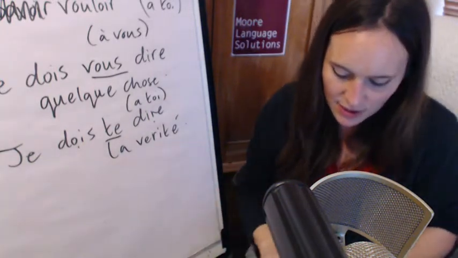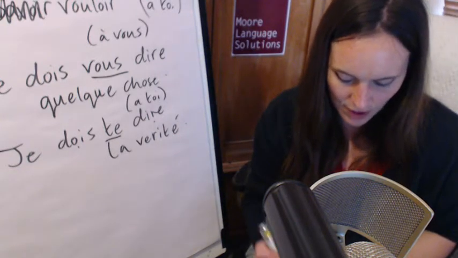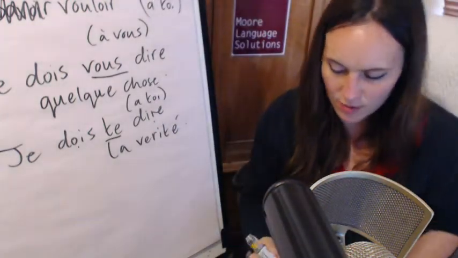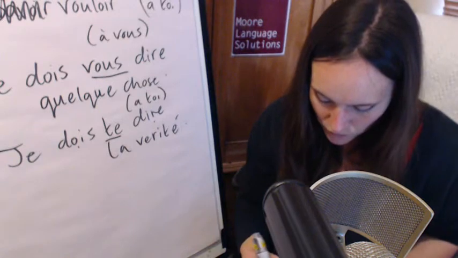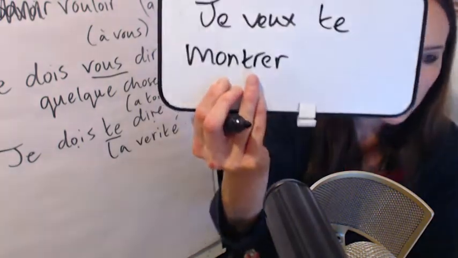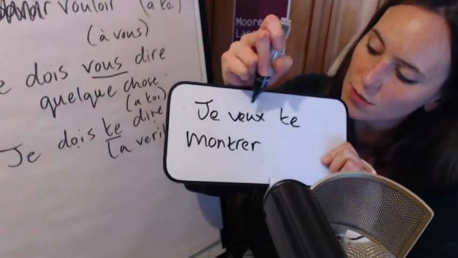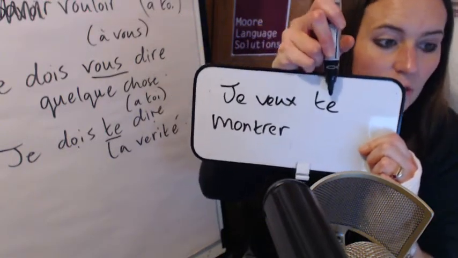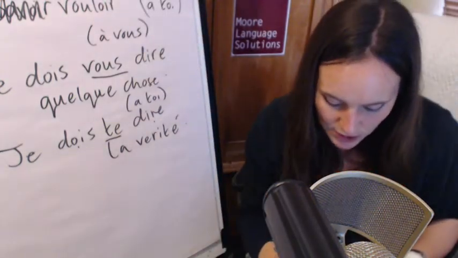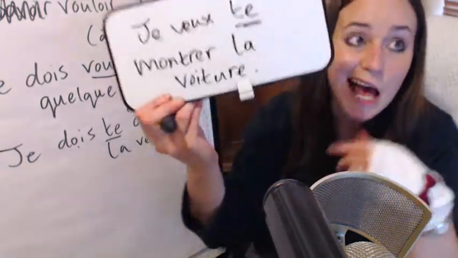Let's use this because it's a bit easier. Je veux, so there we have a conjugated modal verb. I want. What do I want? I want to show you the car. Je veux te montrer. So we have the full verb montrer, which means to show. And then we have the modal verb, I want, conjugated. And then here we have the indirect object pronoun, which means to you. Je veux te montrer la voiture. Okay, so that te means à toi.